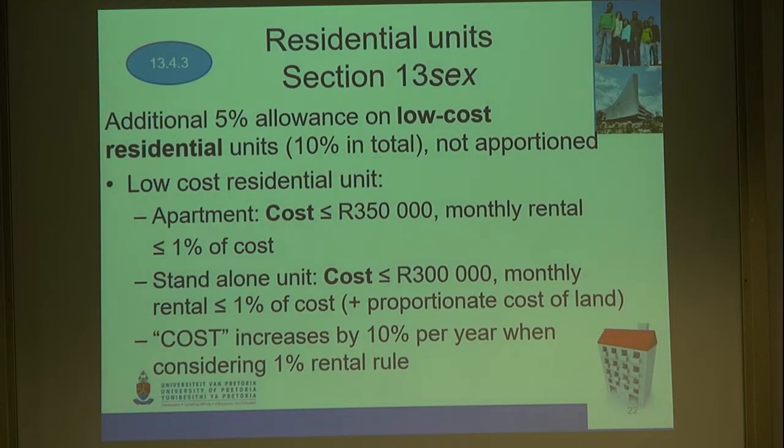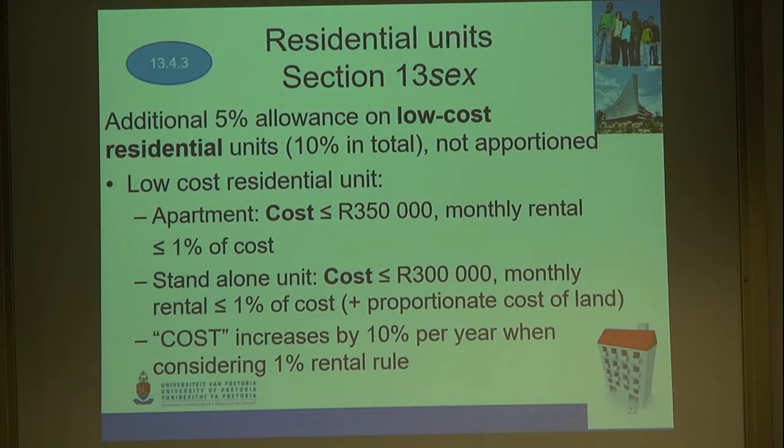So firstly, if we're looking at an apartment, it will be seen as a low-cost unit if it costs 350,000 Rand or less. Okay, and if we've got a standalone unit, remember just the cost of the building, must be 300,000 Rand or less. Right, so just 2 different values there for us to identify if it is a low-cost unit or not. Right. Secondly, it tells us for this to be a low-cost unit, the rental that is charged on this unit, okay, must be less than or equal to 1% of cost.